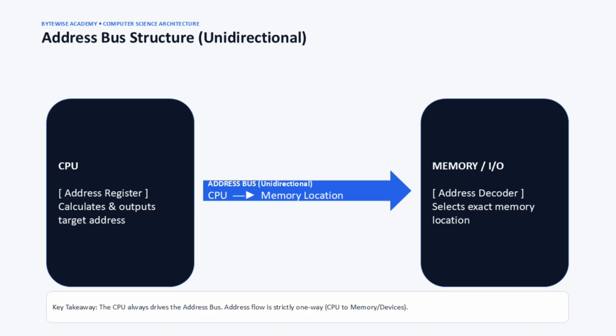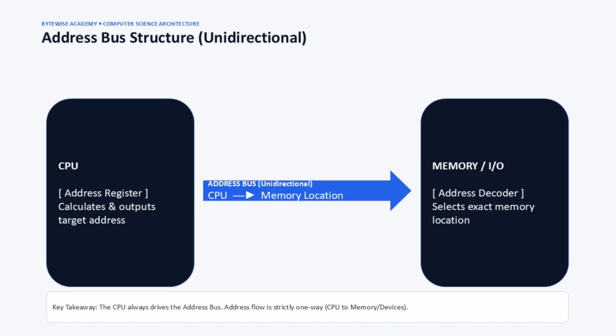That's it. Suppose the CPU needs to read an instruction stored at a particular memory location. The first step is for the CPU to calculate or obtain that memory address. Once the address is ready, the address register places that address onto the address bus. Now the electrical signals travel along the address bus towards memory.